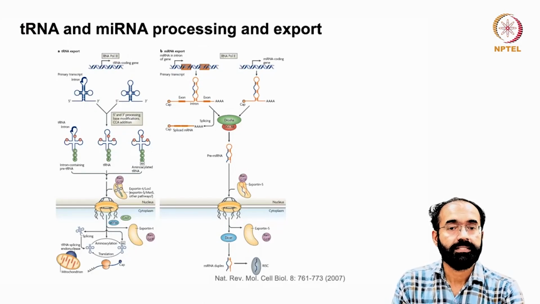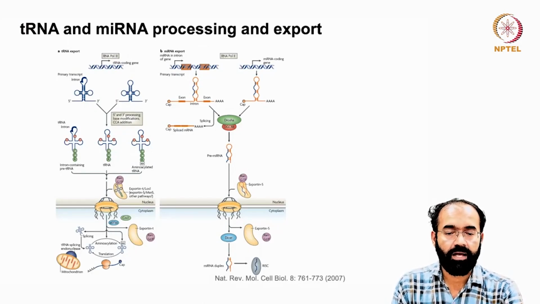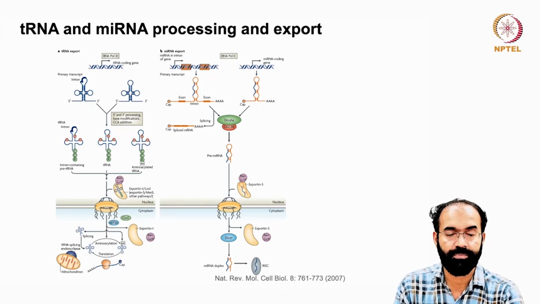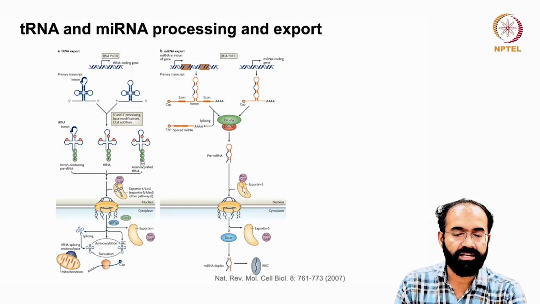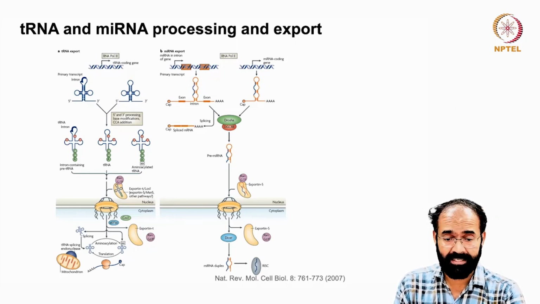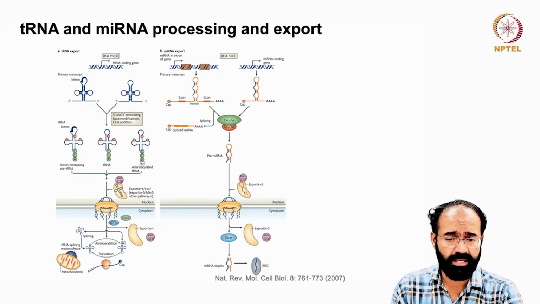So, the transfer RNA and microRNA processing and export can be seen in this cartoon. You can see the entire upper section is the nucleus, and below this line is the cytoplasm, which is clearly marked here. For transfer RNA, we saw there are three species: incomplete, complete, and aminoacylated. They pass through the nuclear pore complex and function in the cytoplasm.